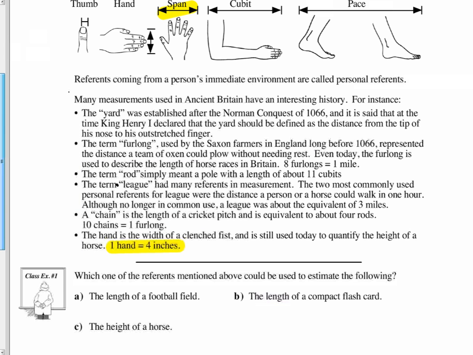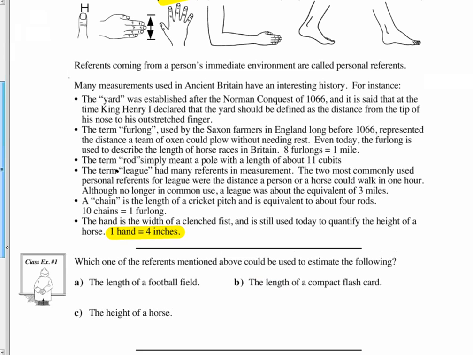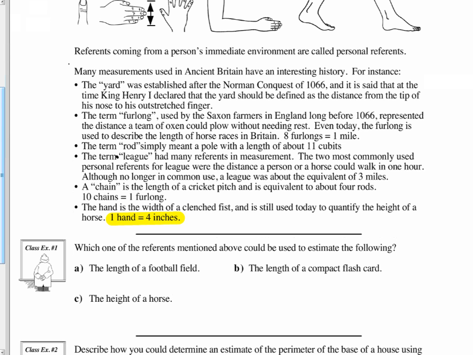So here's some interesting reading if you want to read where it came from. Anything interesting here? A chain is the length of a cricket pitch. Cricket's not very popular these days in Canada. 10 chains is a furlong. I bet you never heard of a furlong.